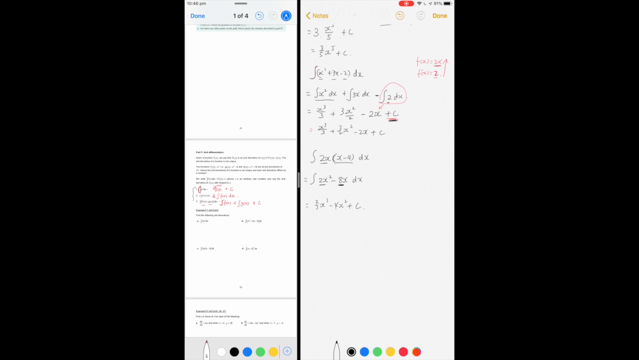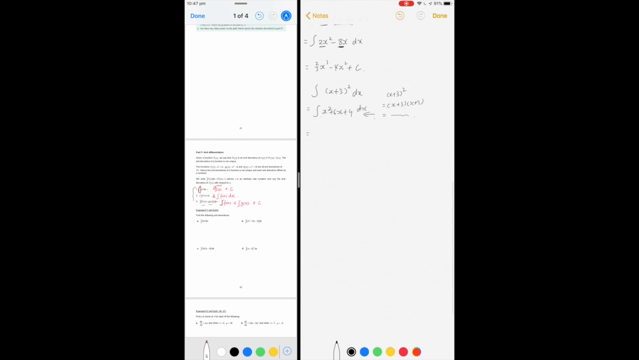Okay, same for the next one: the antiderivative of (x plus 3) to the power of 2 with respect to dx. First step, you need to expand it into x squared plus 6x plus 9, because (x plus 3) squared is equal to (x plus 3) times (x plus 3). Just simplify, and you get that with respect to dx, and then simplify. I'll leave that to you.